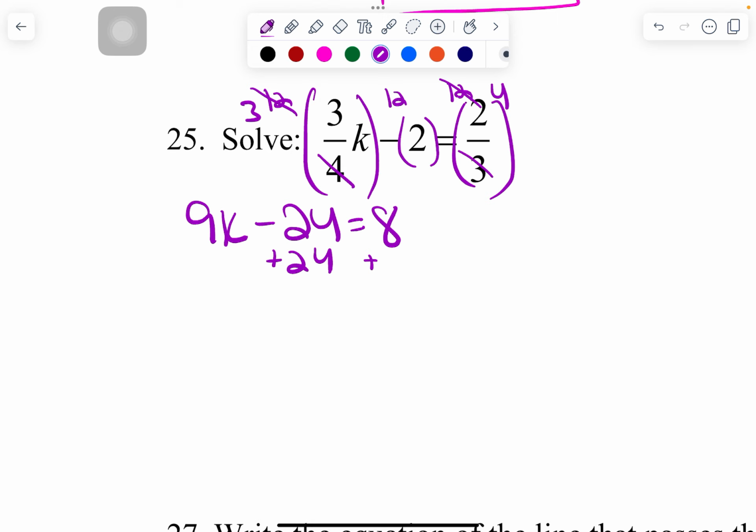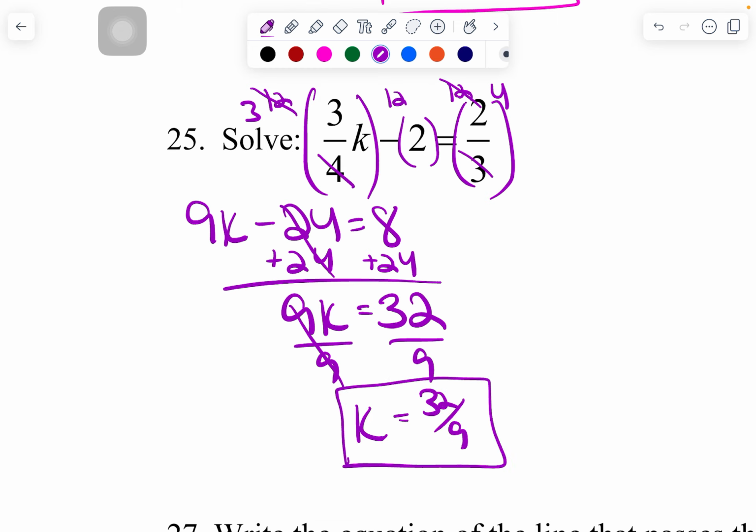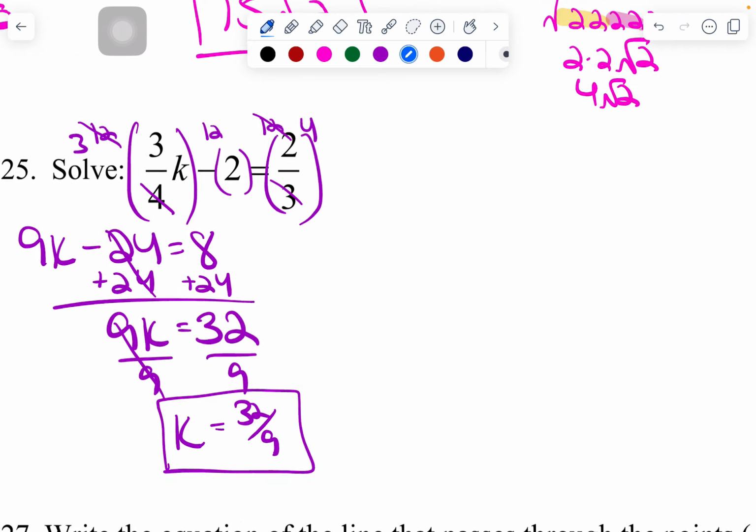So let's add 24 to both sides. So 9k is equal to, what would that be, 32. Divide both sides by 9, and you get k is equal to 32 over 9. I'm happy with that answer.